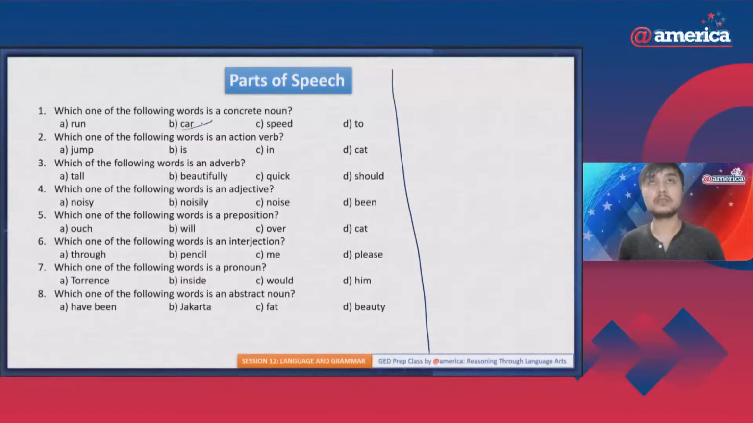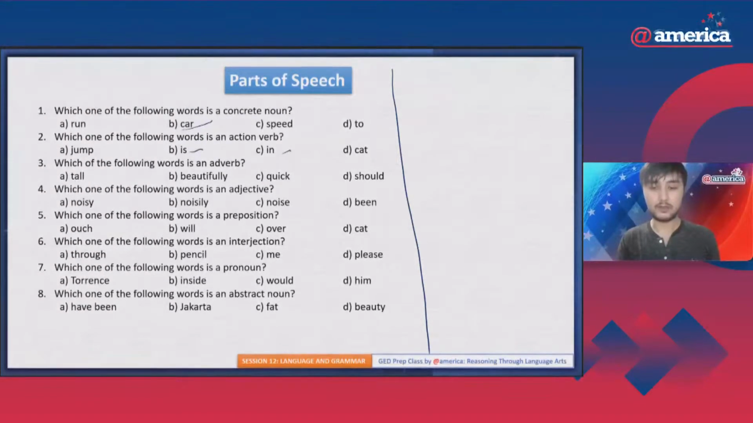The next one, number 2: which of the following words is an action verb? We said that there are different types of verbs, by the way. You have intransitive verbs, transitive verbs, and action verbs. For this one, if you look at the verbs, "is" in this sentence is also a verb. It's a helping verb, but it can be used as the primary verb or the main verb of a sentence as well.